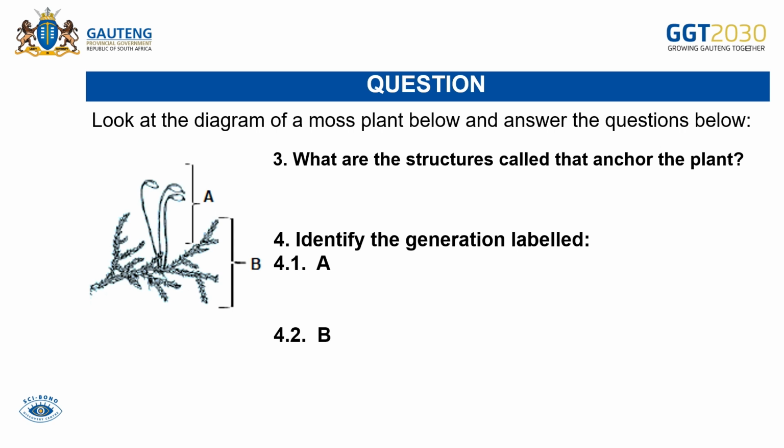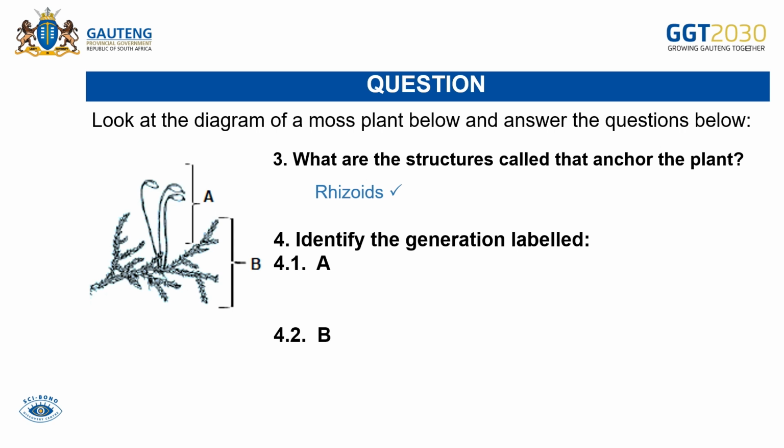So now we're going to look at the structures that anchor the plant. What are the structures that anchor this little plant? They are called not roots but rhizoids, okay? So structures that act like roots are called rhizoids.